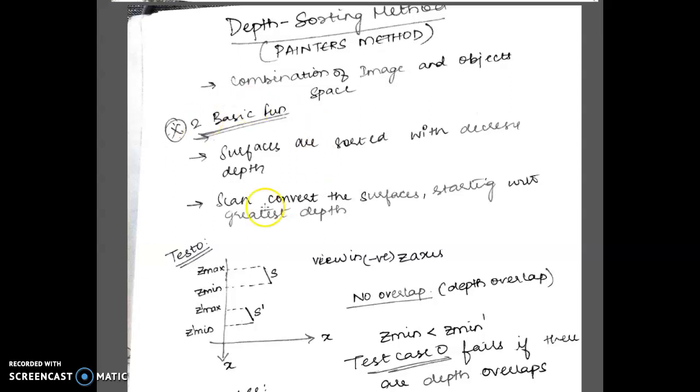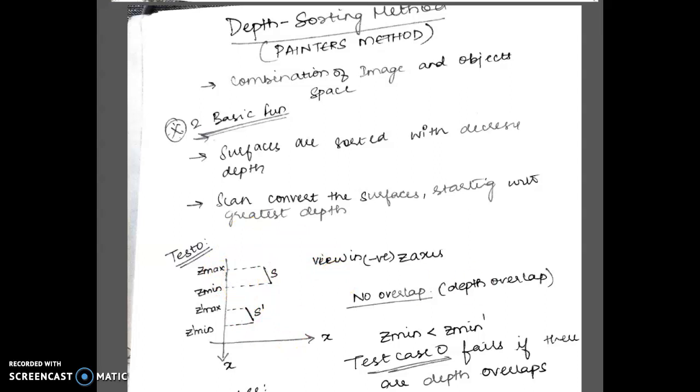It does two basic functions, which are actually very important. It sorts the surfaces based on the decreasing depth Z value. It scans and converts the surfaces starting with the greatest depth. So it does 4 tests. We'll see each test one by one.